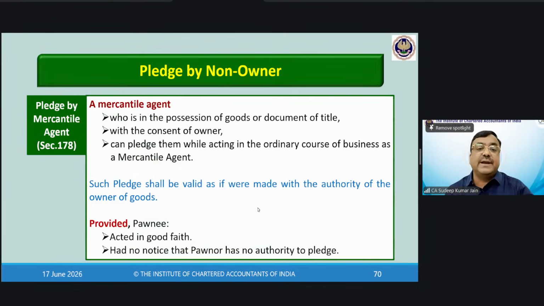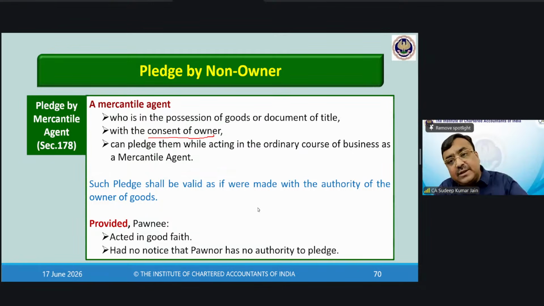Pledge by mercantile agent, business agent. A mercantile agent who is in possession of the goods or document of title with the consent of owner, when owner authorizes him, can pledge them while acting in the ordinary course of business as a mercantile agent. Such pledge shall be valid as if it were made with the authority of the owner of the goods, provided pawnee acted in good faith and had no notice that owner has no authority to pledge.